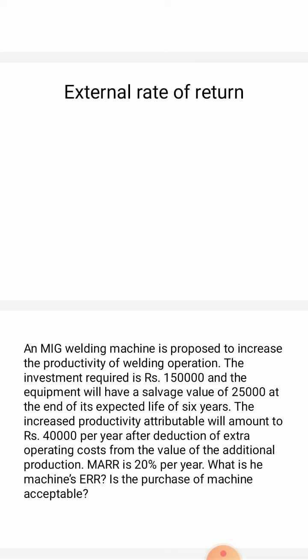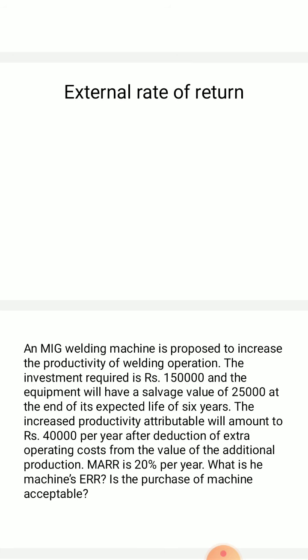In the internal rate of return, it is the rate at which the cash outflow and cash inflow become equal, and in that the company earns some amount on that investment. So that interest rate we consider as the internal rate of return.